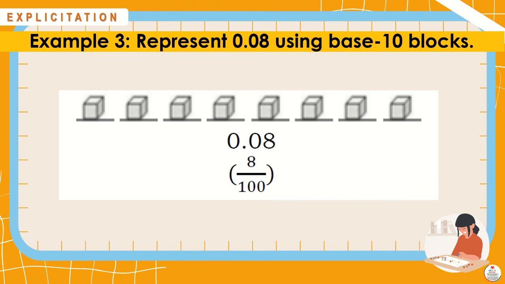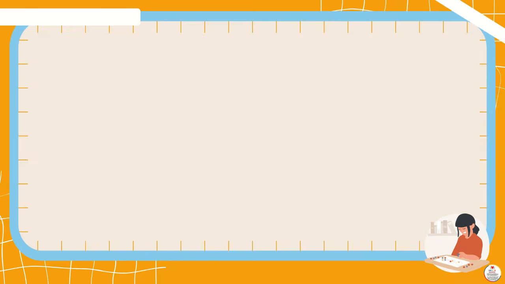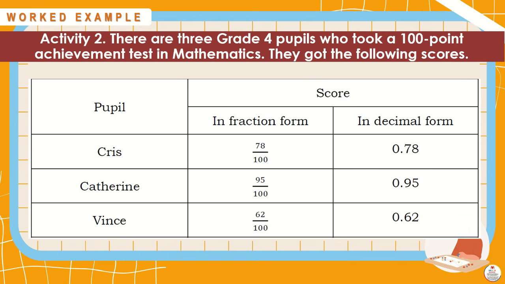Example 3. Represent 0.08 using base 10 blocks. 0.08 or 8 hundredths. Activity 2. There are 3 grade 4 pupils who took a 100-point achievement test in mathematics. They got the following scores.